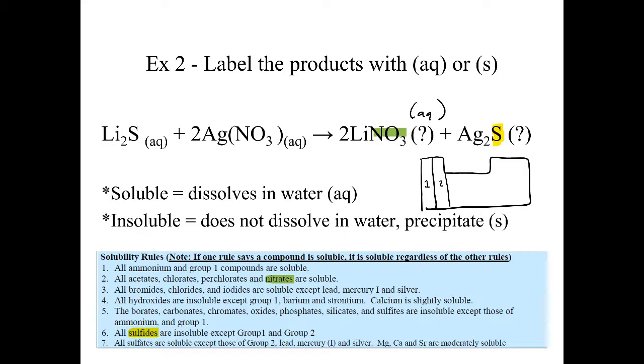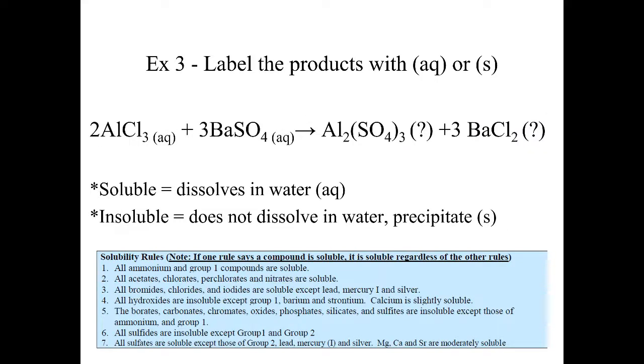So let's check our exception. We have silver, which is located in the transition metals and not in group 1 or 2. So that means the rule stands. Our sulfide is insoluble. It will form a solid precipitate. So yes, this reaction will occur because we've made something brand new. All right, just a few more examples. Hang in there.